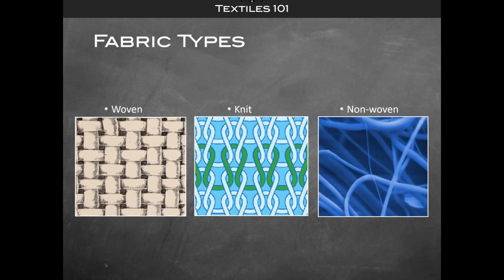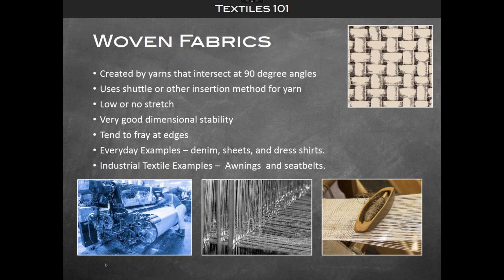For fabric construction, there are three main types: woven, knitted, or non-woven. A woven fabric is created by yarns that intersect at 90-degree angles. The warp yarns that run in the vertical direction will have an insertion of a weft yarn into the warp yarn. That weft yarn is inserted into the fabric with a shuttle, or it could be air or water, or some type of method that is moving that yarn across the fabric.